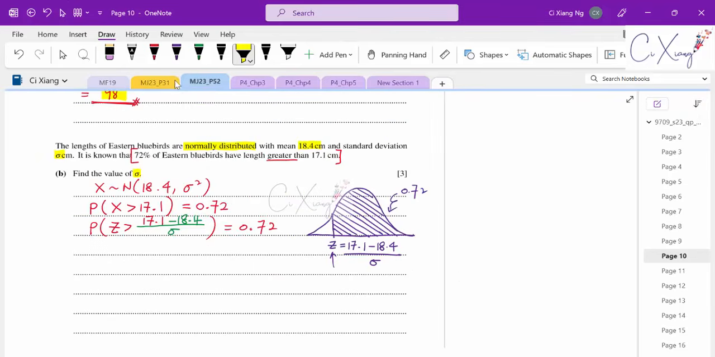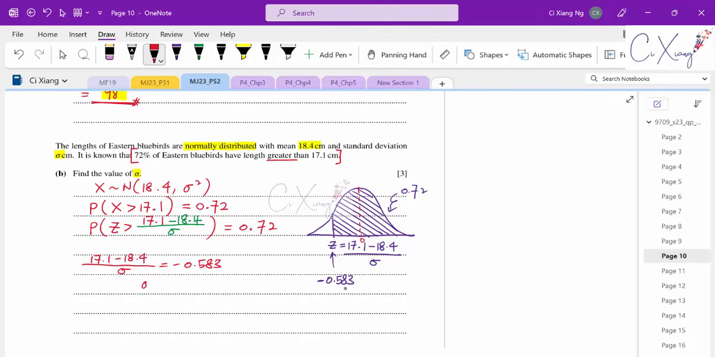Okay, I go back to my solution here. I know that this value of z is 0.583. But from this particular diagram that you drew just now, you can already see that z is on the left hand side of the whole graph, where the middle, the mean, is 0. So the value of z here should actually be a negative value. So you should put a negative for the value that you get. So it will be negative 0.583, which means this value is equal to negative 0.583. So I'm having 17.1 minus 18.4 divided by standard deviation equal to negative 0.583.